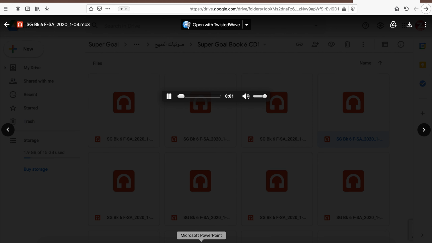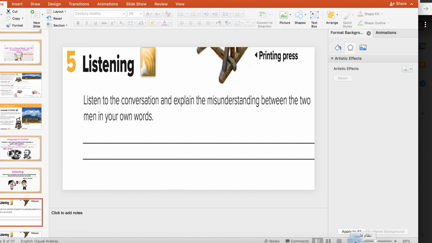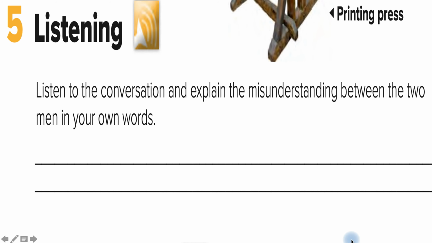Page 6. 5. Listening. Listen to the conversation and explain the misunderstanding between the two men in your own words.